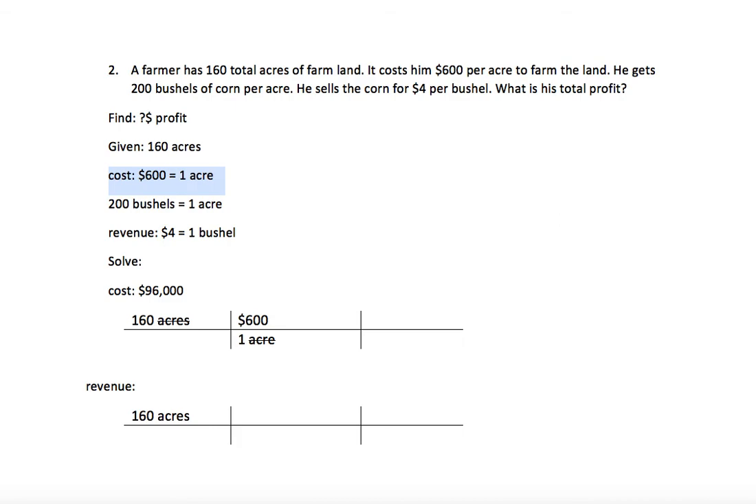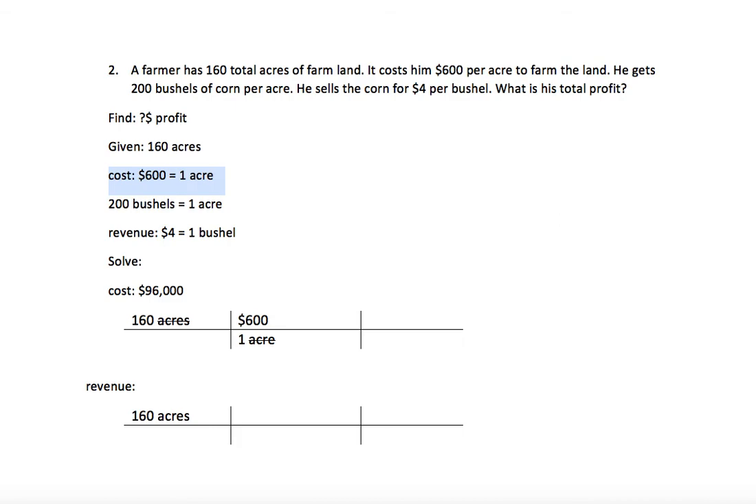And so now for the profit, we're going to take the revenue minus the cost, and that's going to be $128,000 revenue minus the cost of 96,000, and 128,000 minus 96,000 will give us our profit of $32,000.